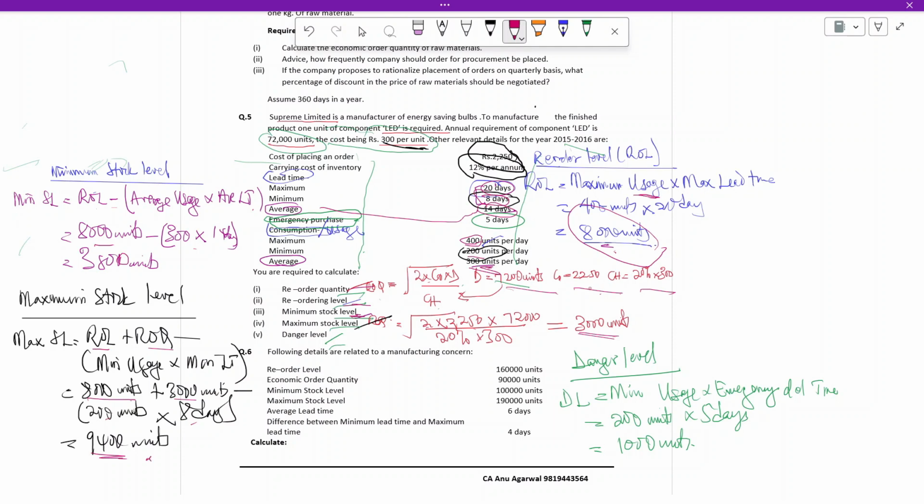The last one is the danger level, which is the minimum usage times the emergency lead time. Now, the minimum usage is 300 units times 5 days, which is 1000 units.